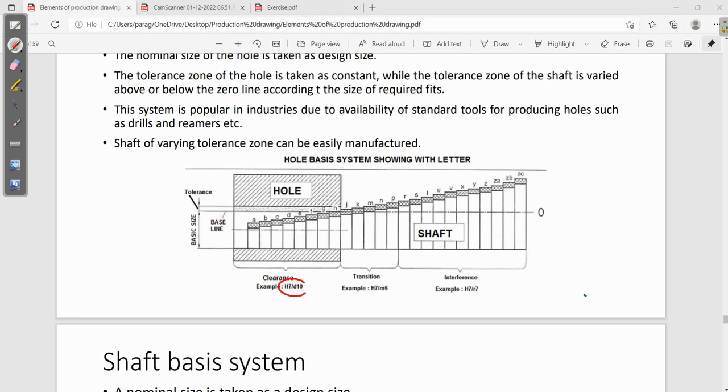Transition fit. From A to where? That tolerance grade is from A to H. Next, the transition system is J to P. The interference system is R to ZC. So that thing you have to remember.